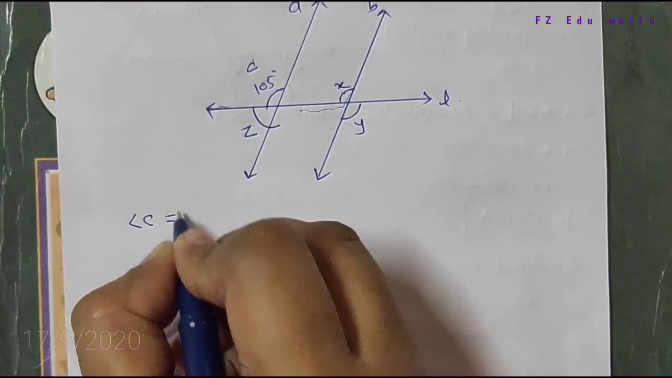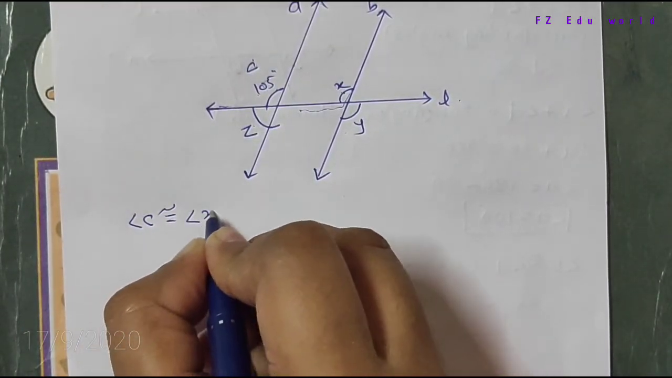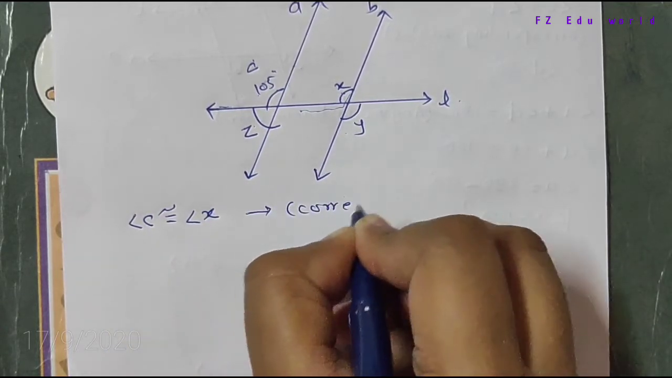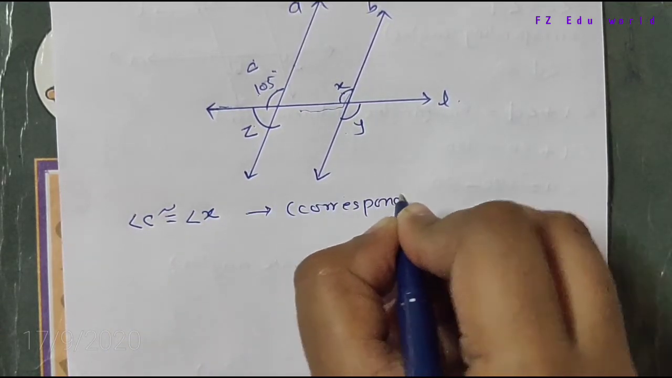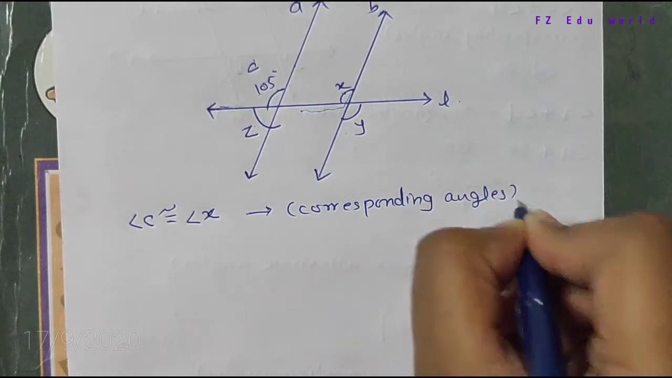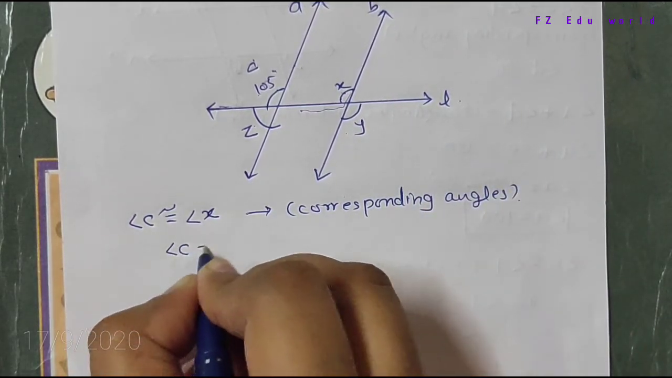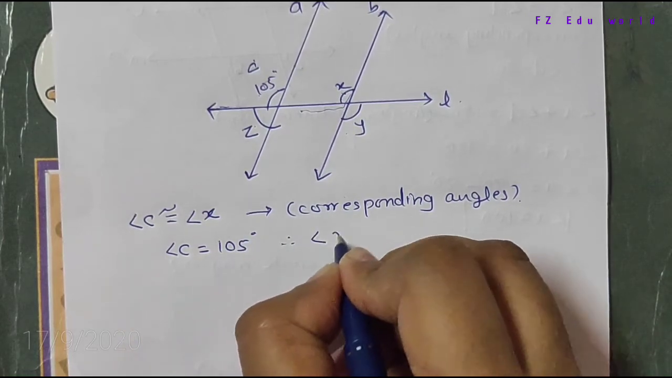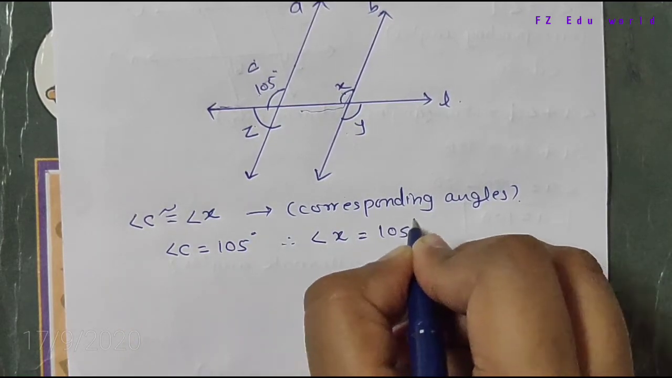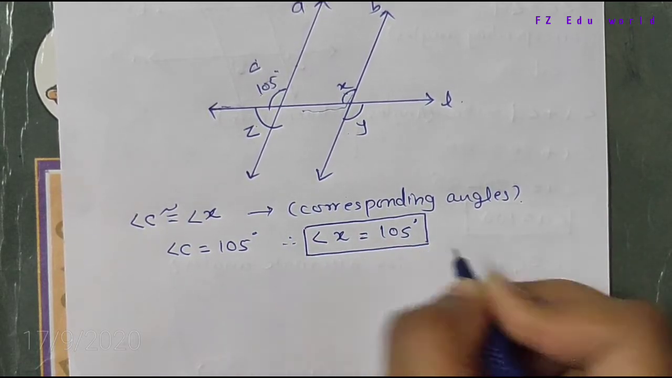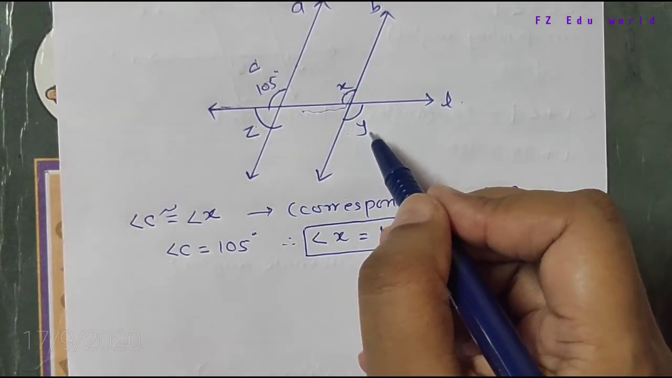Angle C is congruent to angle X as they are corresponding angles. Angle C is equal to 105 degrees. Therefore angle X is also 105 degrees. Next is to find out angle Y.